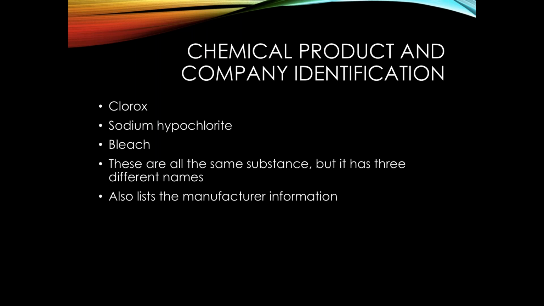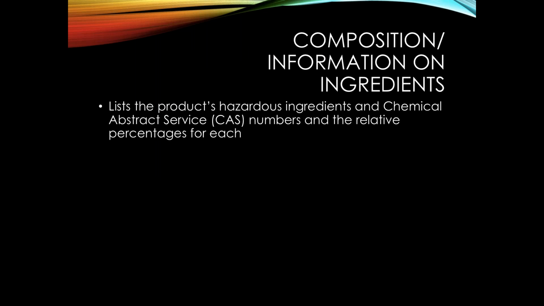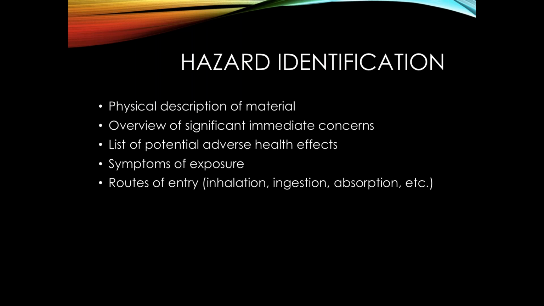It also lists the manufacturer's information. It has the composition information, which lists the product's hazardous ingredients, the Chemical Abstracts Service numbers, and the relative percentages of each. It talks about hazard identification: physical description of material, overview of significant immediate concerns, list of potential adverse health effects, symptoms of exposure, and routes of entry, such as inhalation, ingestion, absorption, things like that. So these are important for us, even in the medical field, to know what routes are going to be very bad for this patient. And it'd be good to know some of the symptoms of the exposure so you can pass it along to EMS. So the MSDS, now the safety data sheet, SDS, is going to be important to us to have.